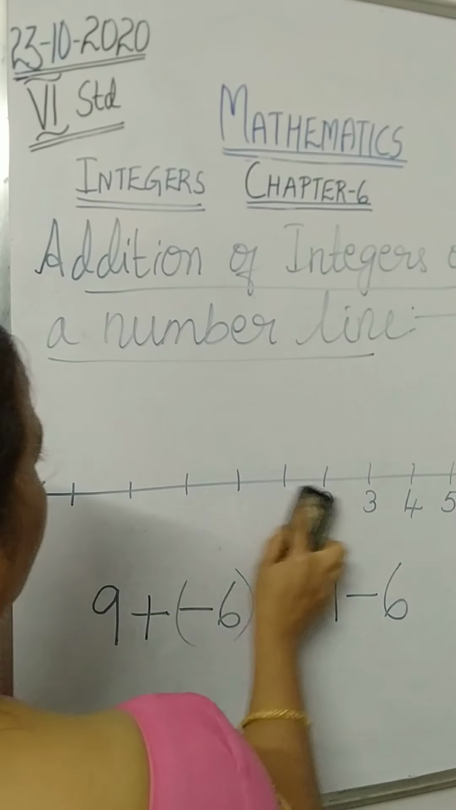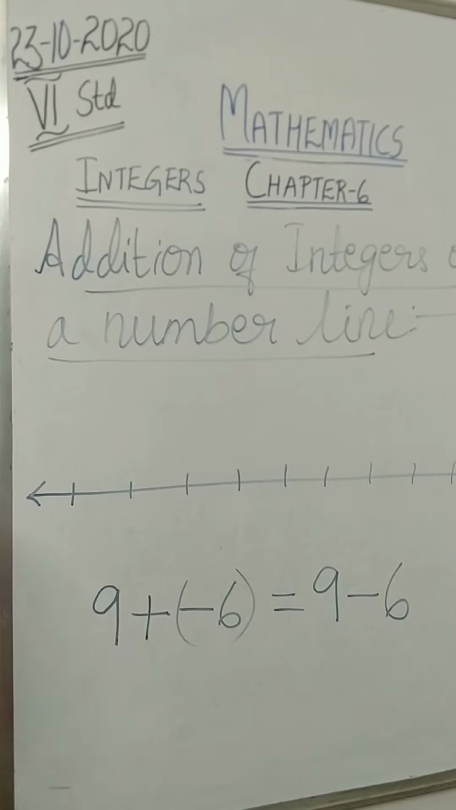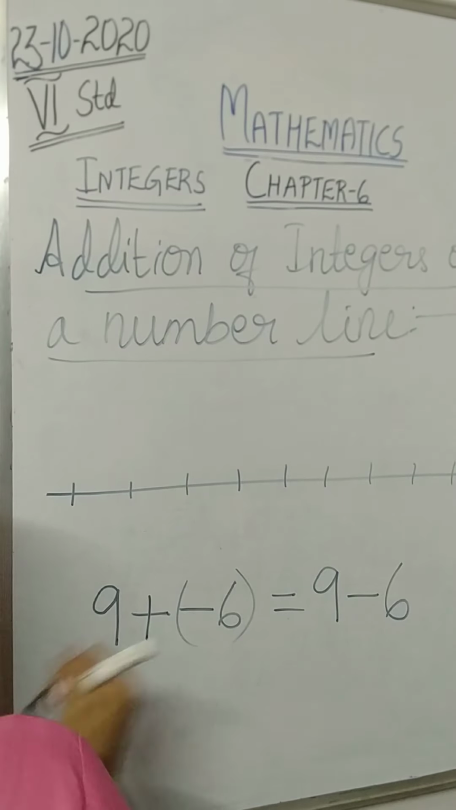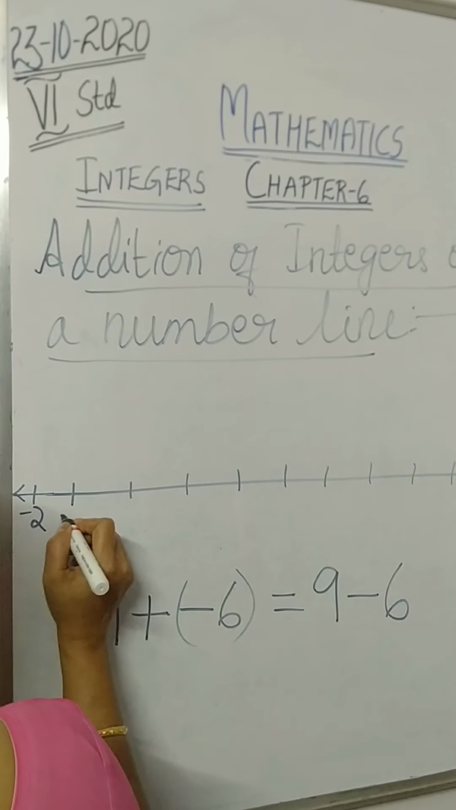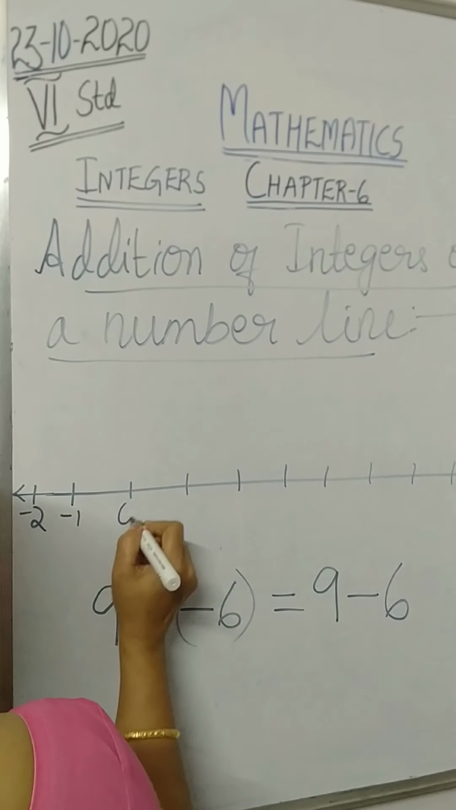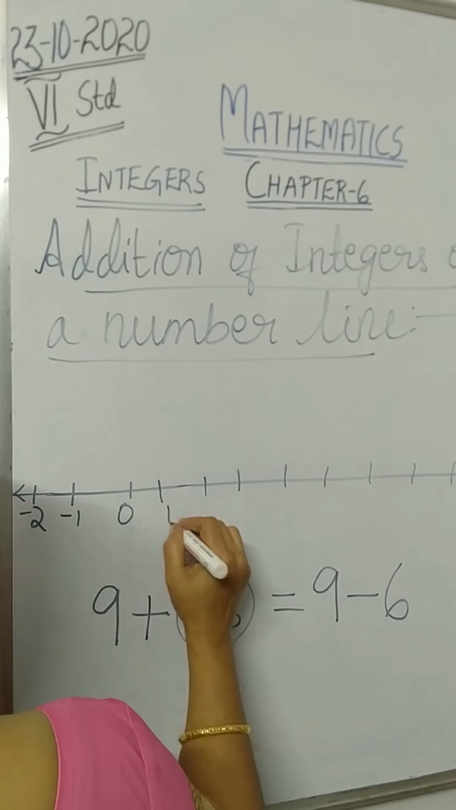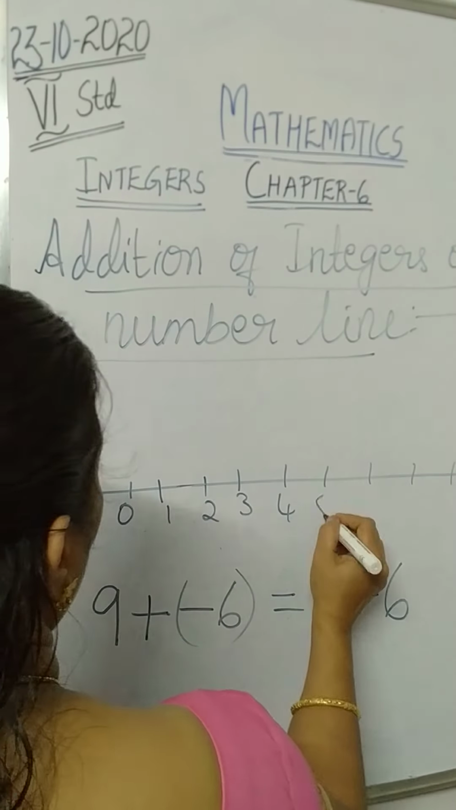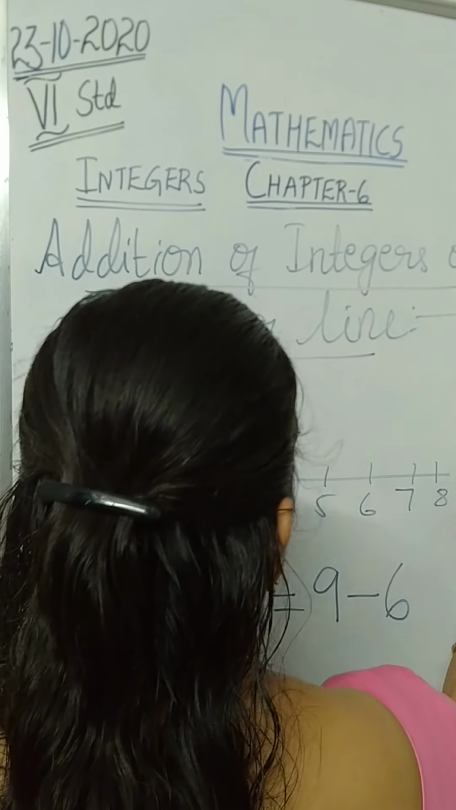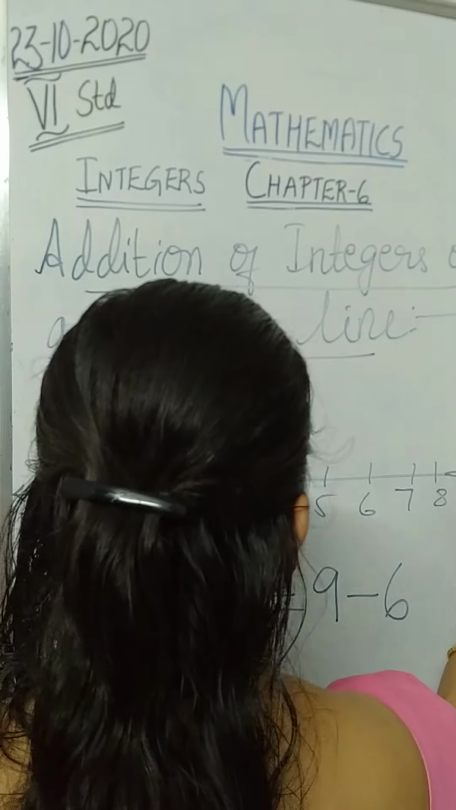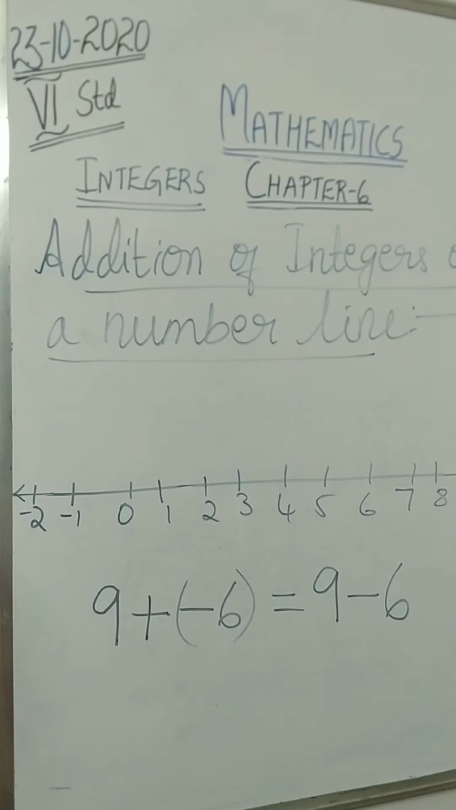How to extend? You can erase and make it negative numbers lesser than that. Then you can extend it. Now I take it only minus 2, minus 1, 0. Then I'll include some more: 1, 2, 3, 4, 5, 6, 7, 8 and 9. Okay. So we need 9. So I have extended the number line to 9.